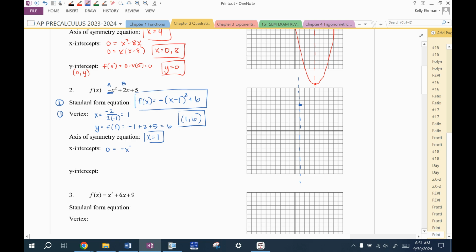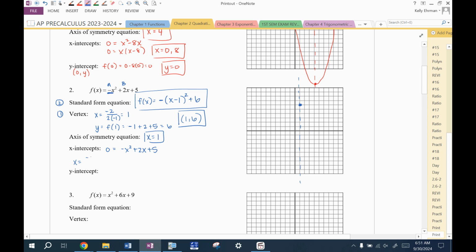Now, this does not factor, right? There are no numbers that multiply to 5, which are only 5 and 1, that are going to add or subtract to 2. So I need to use the quadratic formula on this. So how am I going to plot those x-intercepts? I'm probably not. I'm going to rely on the y-intercept, but I still want to find them.